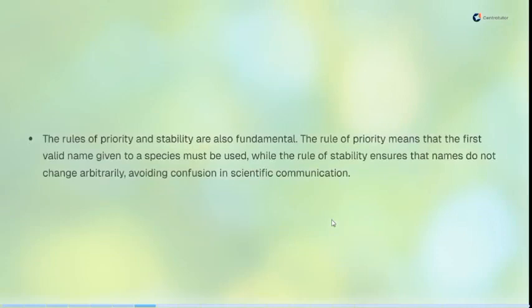The rules of priority and stability are also fundamental. These are other rules that are used for systematic classification of living organisms. The rule of priority means that the first valid name given to a species must be used. So in this kind of classification, you would have to make use of the first valid name that was given to a particular species. The rule of stability ensures that names do not change arbitrarily, that they don't just change the names of living organisms by choice, avoiding confusion in scientific communication.